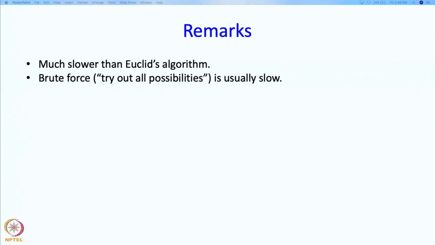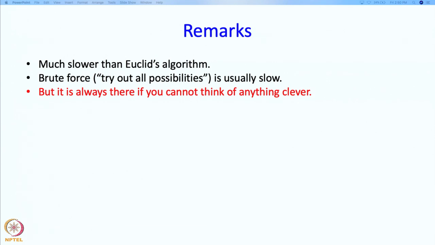So some remarks. This turns out to be much slower than Euclid's algorithm. I mentioned that earlier. And in general, brute force algorithms are slower than cleverer algorithms. That should not be a surprise. But the point is that you should consider brute force if you cannot think of anything else. You shouldn't give up, because computers are fast enough, and even if you have to examine a large number of candidates, you may be surprised how quickly computers can go through all such choices.